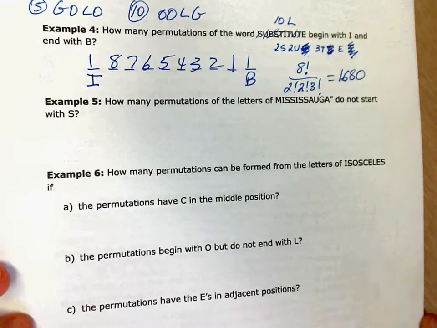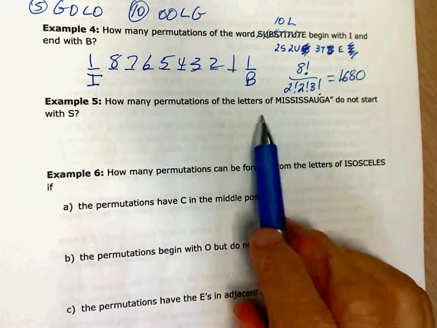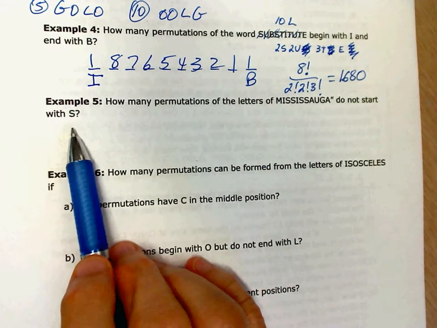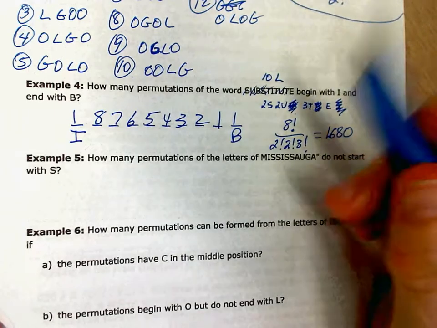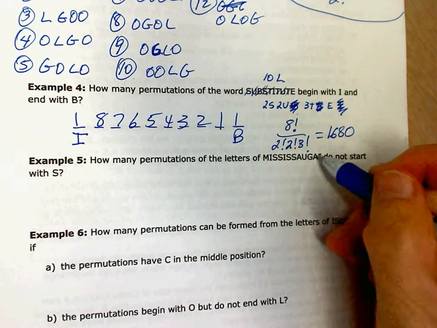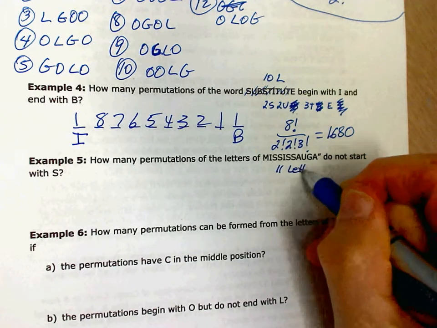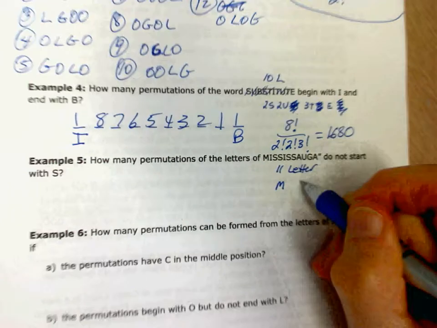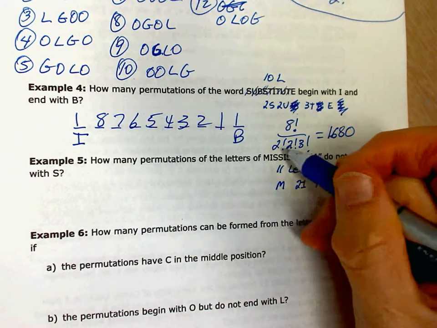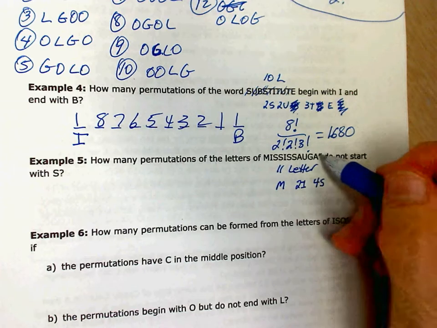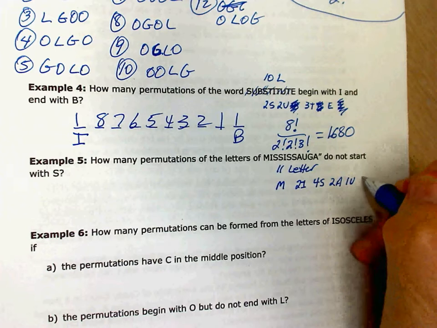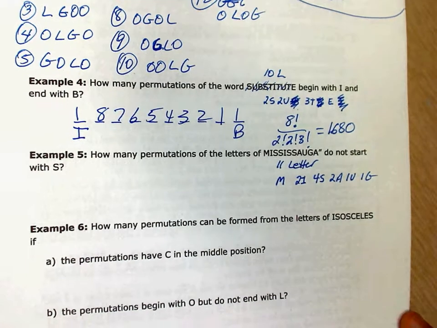How many permutations of the letters Mississauga do not start with an S? All right, let's do it. We have 11 letters: 1 M, 2 I's, 4 S's, 2 A's, 1 U, 1 G.